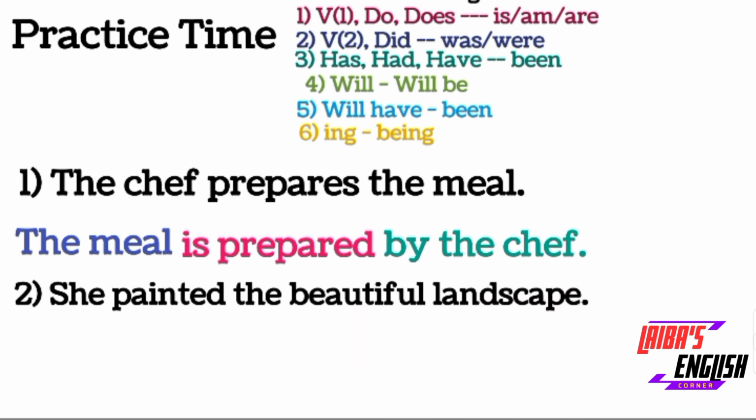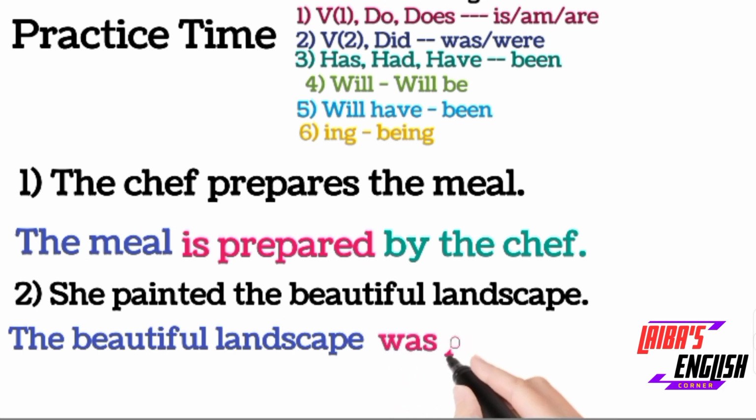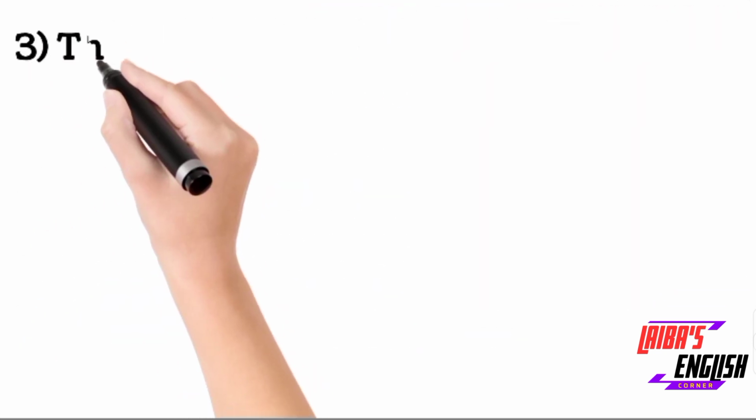Second example is: she painted the beautiful landscape. Here ed is used. It means that it is past tense. So in past tense we will use the helping verb was or were. The beautiful landscape is the object. We will use it in the place of the subject. So the beautiful landscape was painted. Here is a spelling mistake: it is not prepared, it is painted. So the beautiful landscape was painted by her. We will change she to her, he to him. So this is the basic concept.